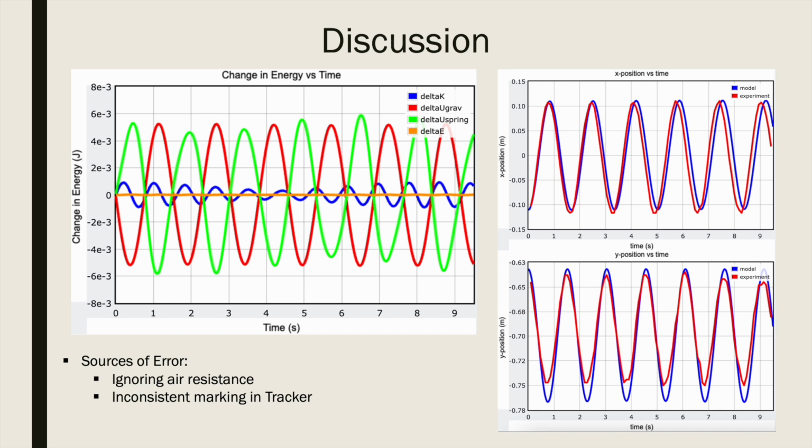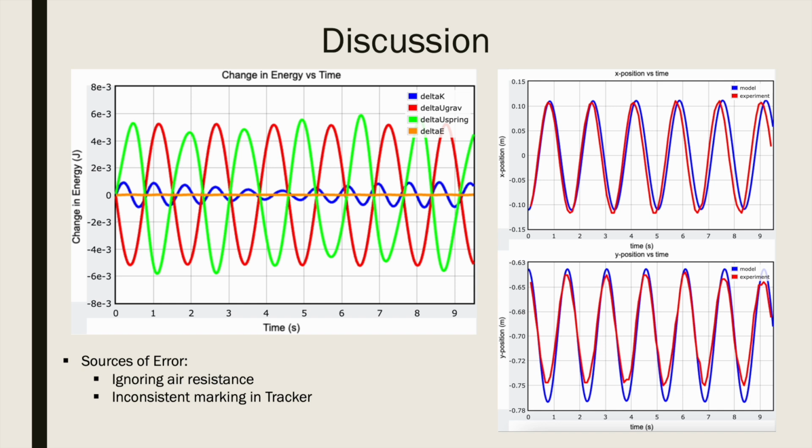The change in kinetic energy is shown in blue, which oscillates and is smaller in magnitude than the others. The change in gravitational potential energy is shown in red, and the change in spring potential energy is shown in green. These two are opposite to each other, meaning as the change in spring potential energy increases, the change in gravitational potential energy decreases. The total change in energy is shown by the orange line, which is 0.